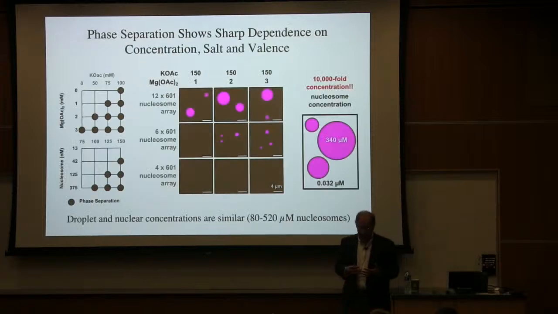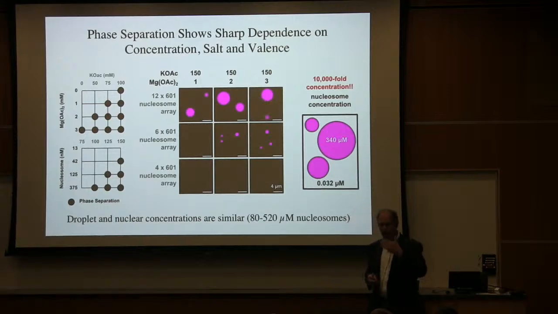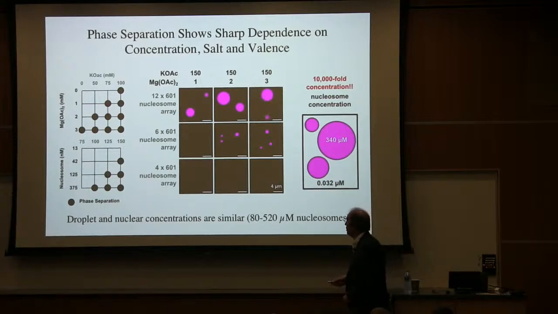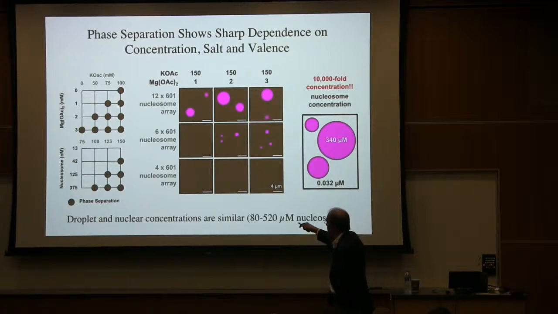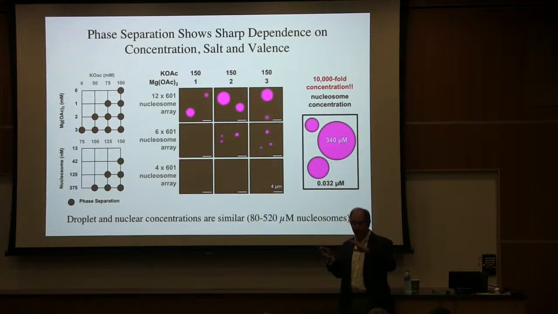Now, the behavior of this system followed many features that we would expect for multivalency-driven phase separation. So, for example, if we look at the presence of phase separation, that's what the black dots are here, or the absence, which are the unmarked intersections, one can see that over relatively small changes in salt, either monovalent or divalent, we go from no droplets to droplets, or no structures to structures.